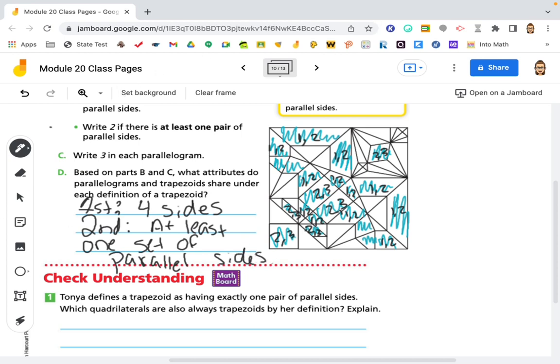And that is all for today's lesson. Hopefully now you are able to classify and compare quadrilaterals. And remember, in order to be a math person, all you have to do is be a person and do math.